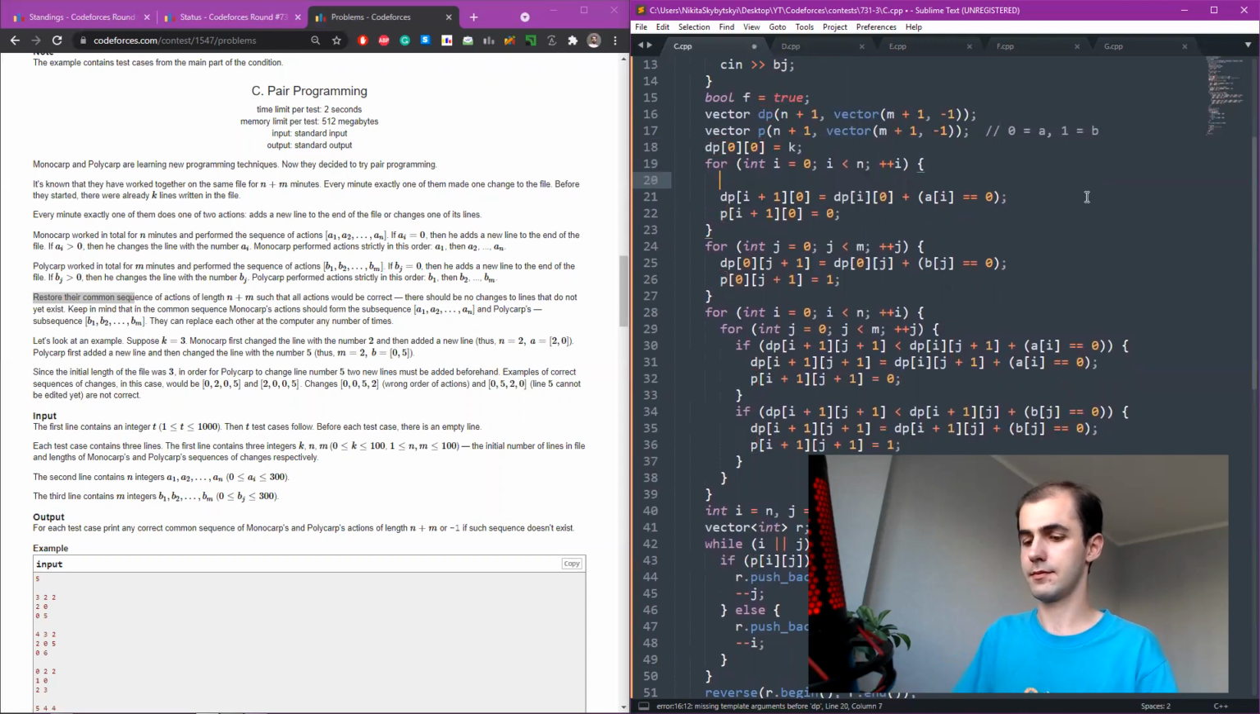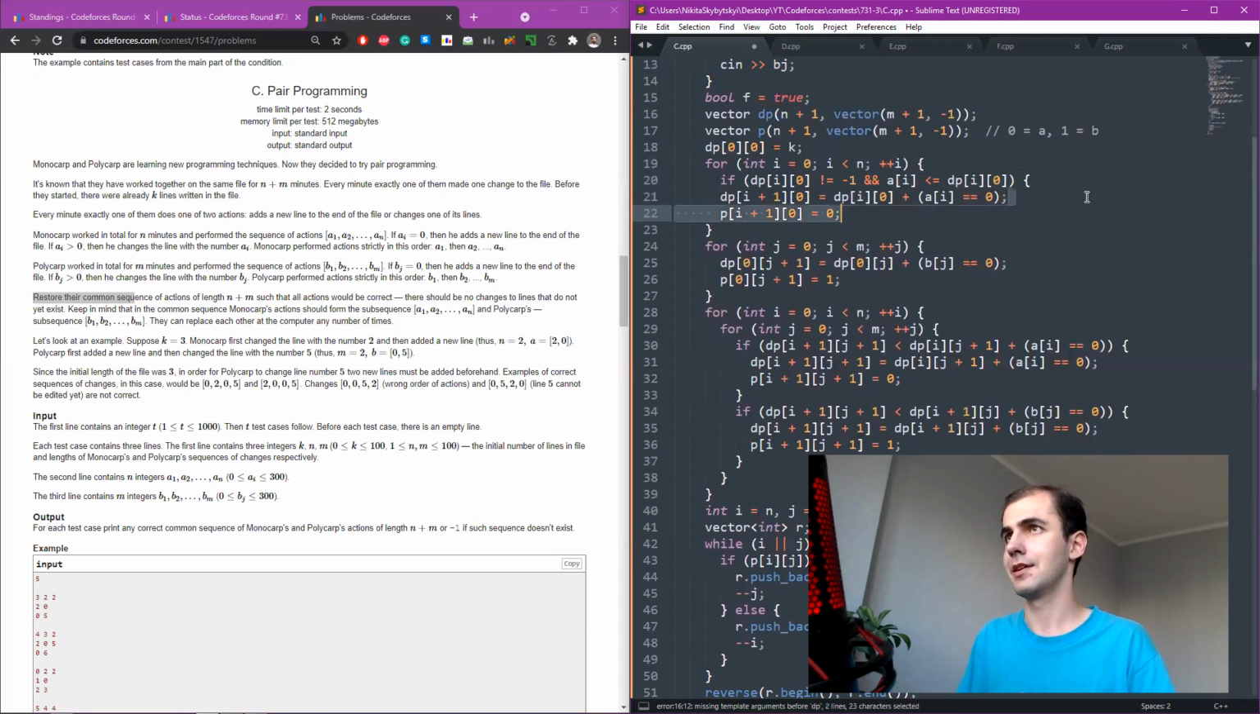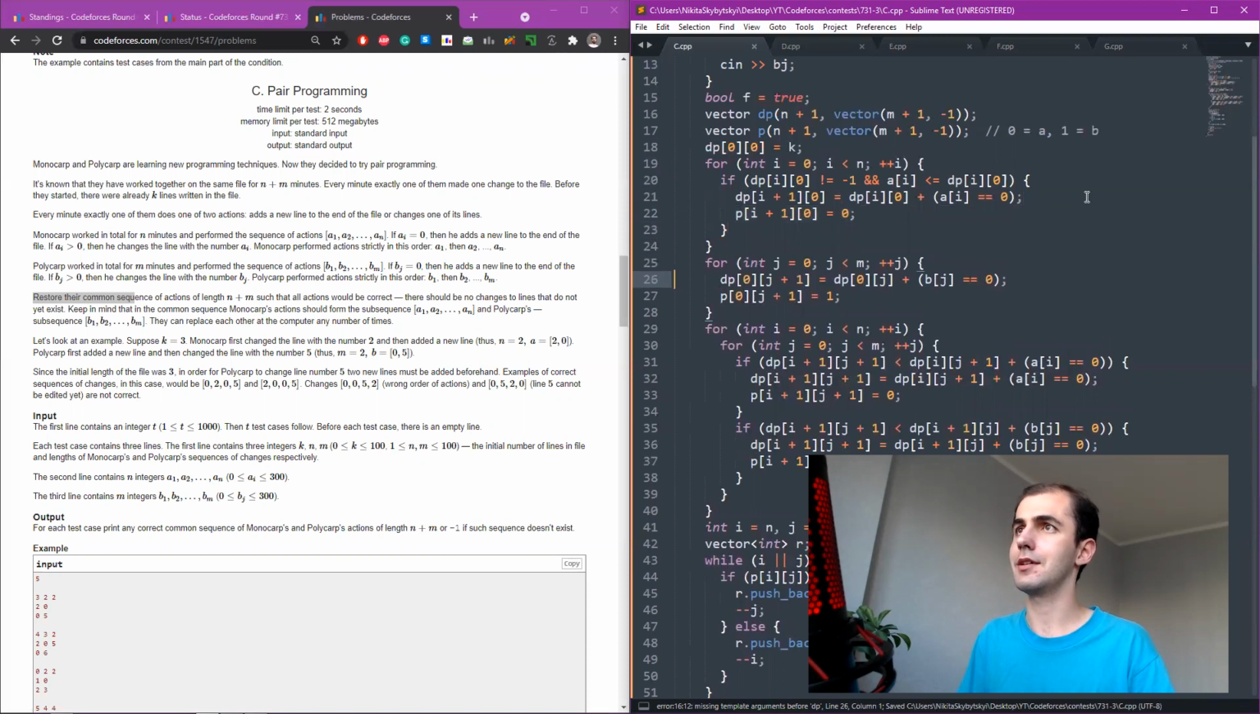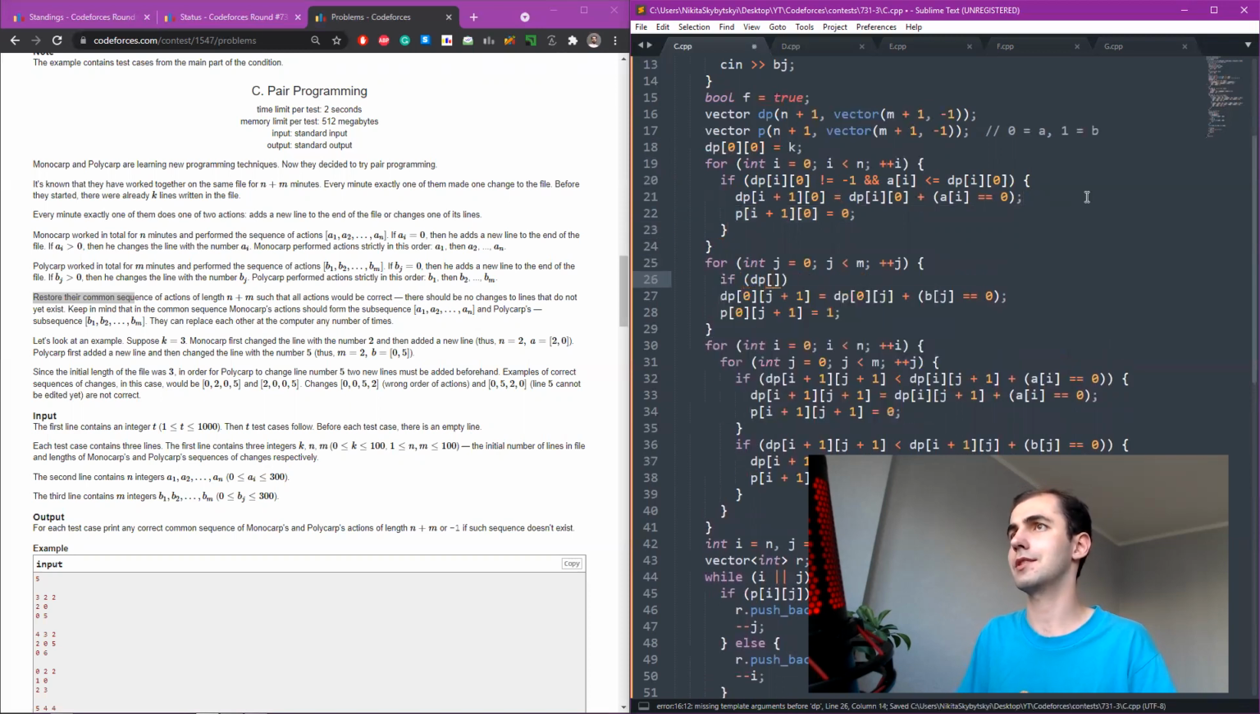Okay. So, like, we have to check actually if a_i is less than or equal to dp i, 0. No. First, we have to check that it's reachable. Then we check that it's fine, and only then we can perform this operation.